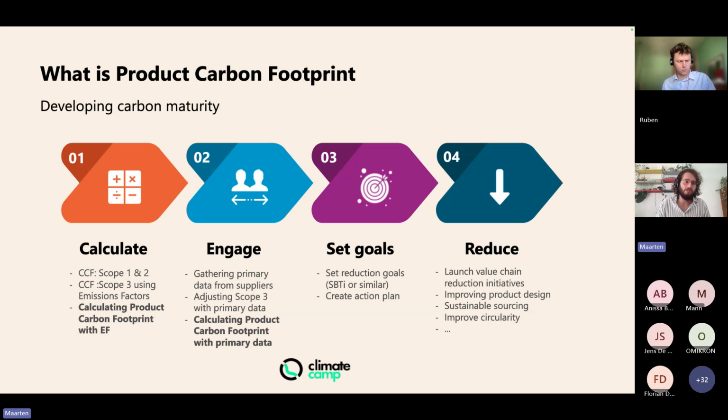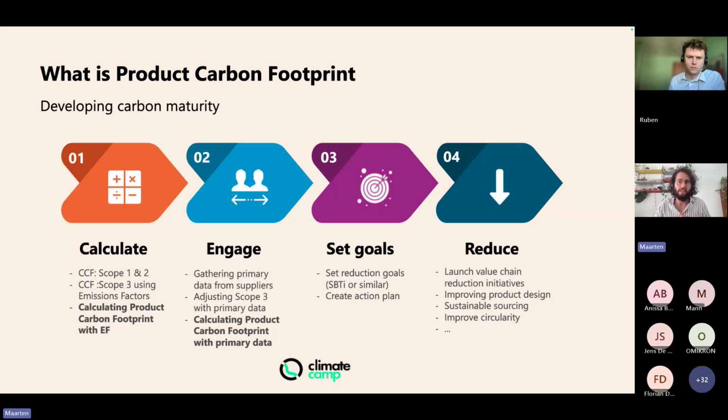Then after you engage with your suppliers, you start with goal setting. Now, steps 2 and 3 are often done in parallel. These are not sequential all the time. So when you set reduction goals such as SBTi or similar, you need the corporate carbon footprint, and one of the actions is often related to supplier engagement. So steps 2 and 3 often happen in parallel.